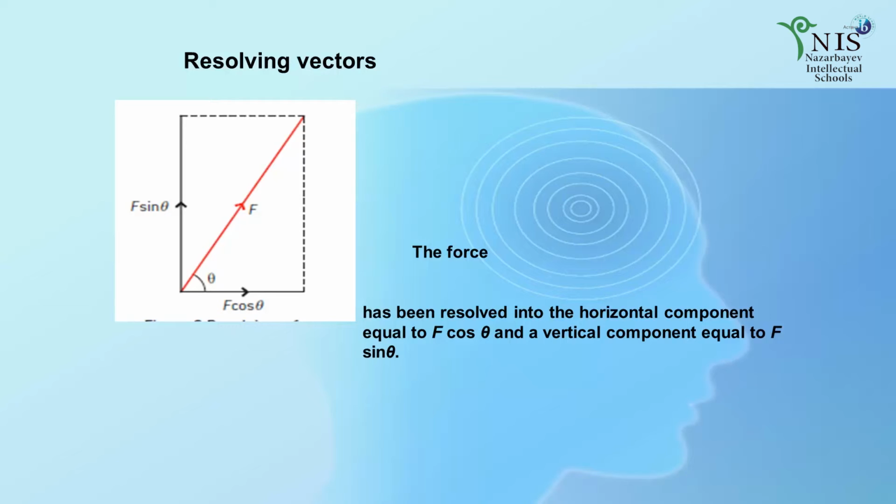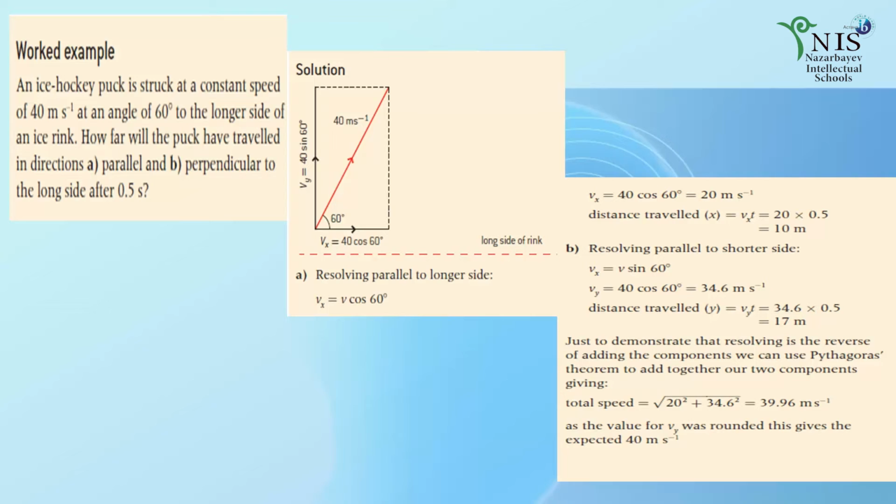Resolving vectors. The force has been resolved into a horizontal component equal to F cosine theta and a vertical component equal to F sine theta. For example, an ice hockey puck is struck at a constant speed of 40 meters per second at an angle of 60 degrees to the longer side of an ice rink. How far will the puck have traveled in directions parallel and perpendicular to the long side after half a second?